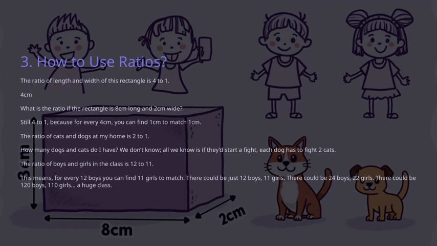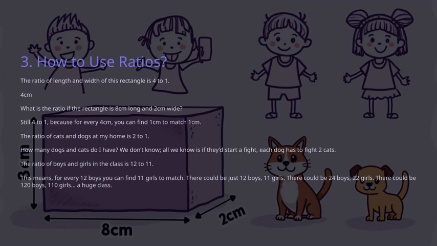Finally, let's look at the ratio of boys to girls in a class, which is 12:11. This means that for every 12 boys, there are 11 girls. But it's important to understand that this ratio can represent many different possible total numbers. It could be just 12 boys and 11 girls, or it could be 24 boys and 22 girls, or even 120 boys and 110 girls, showing that ratios help us understand the relationship between groups, no matter the total size.